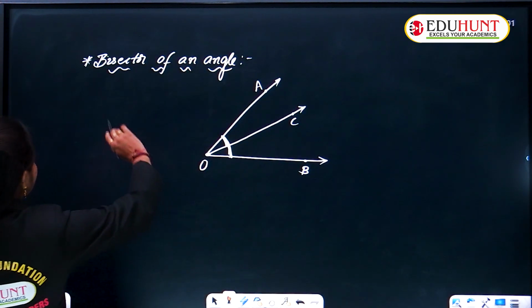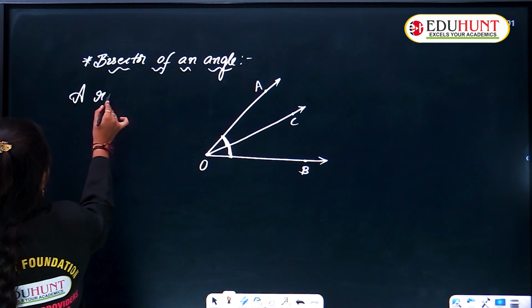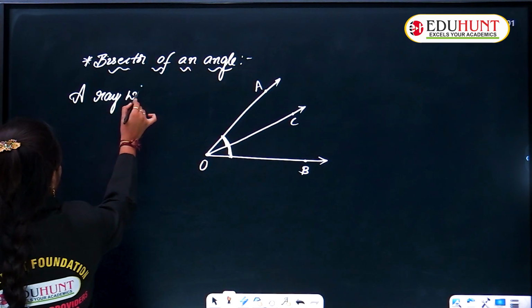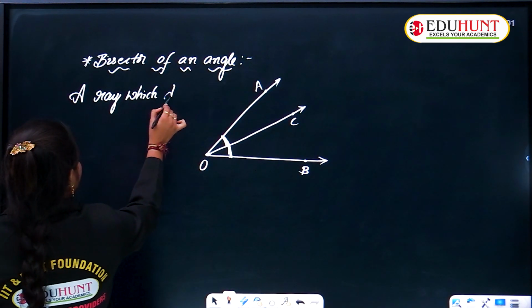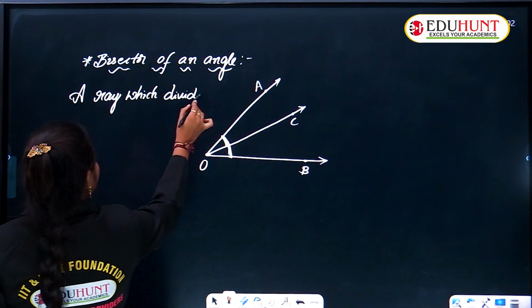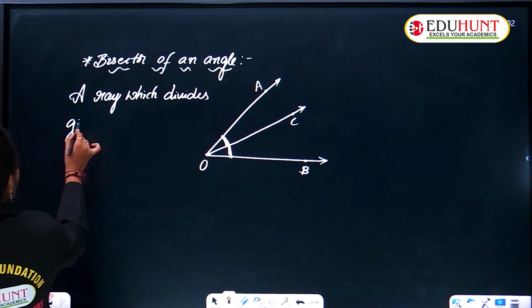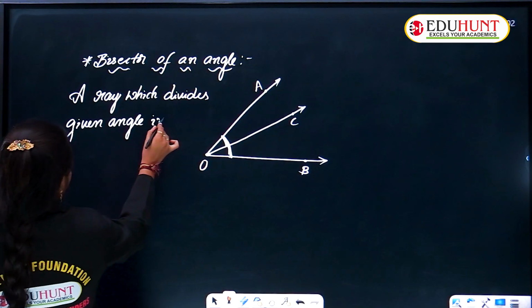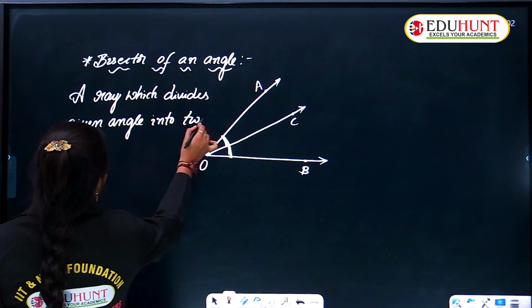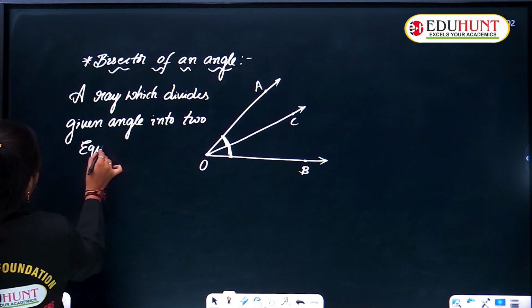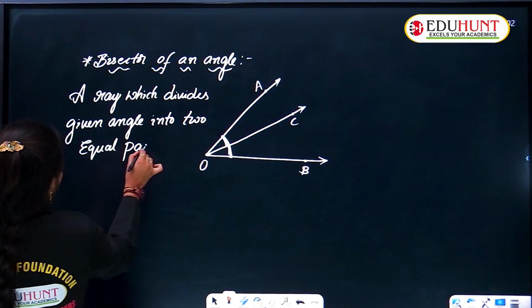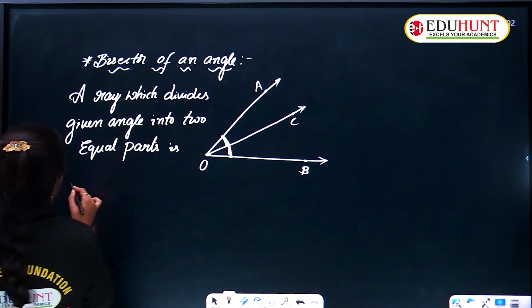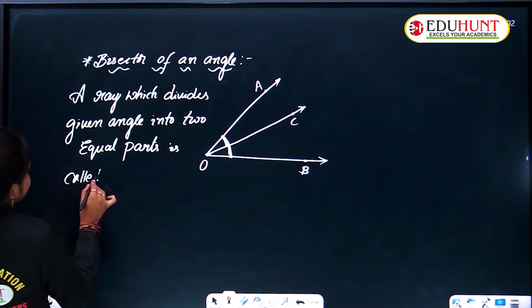Understood? Now a ray which divides a given angle into 2 equal parts is called the bisector of an angle.